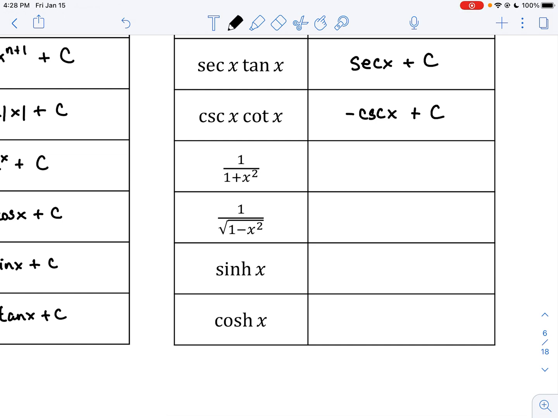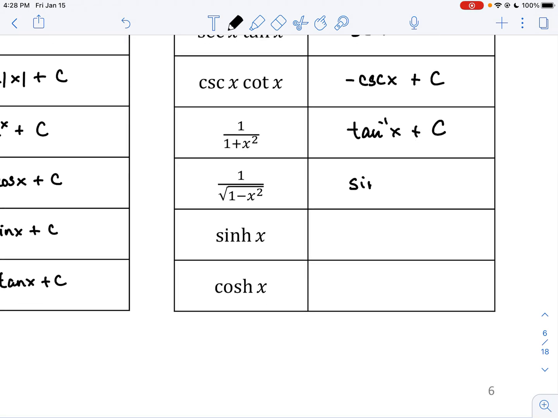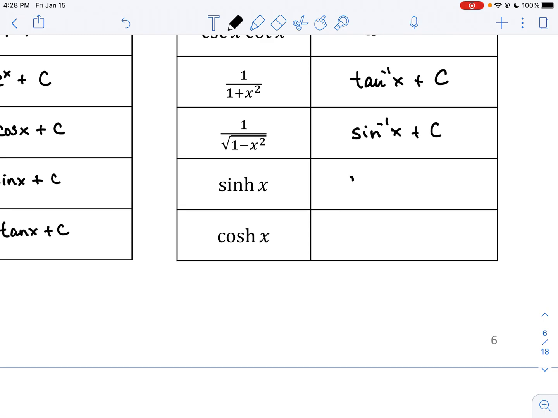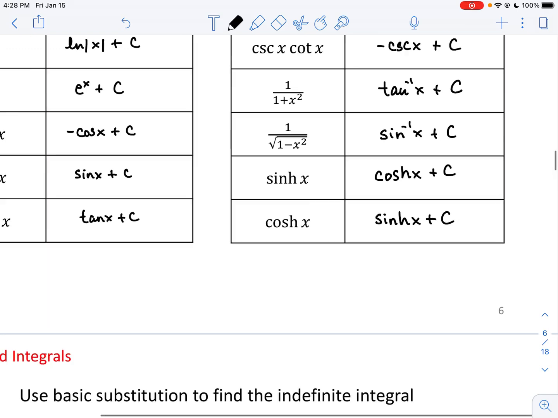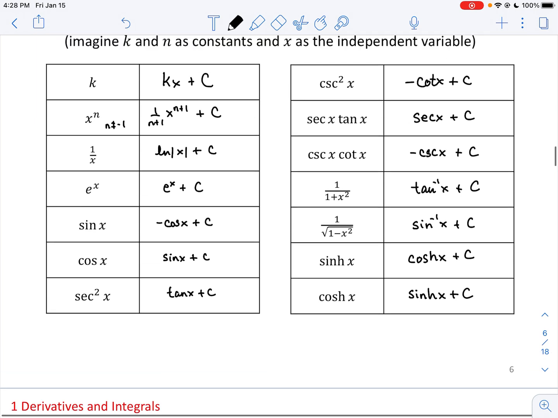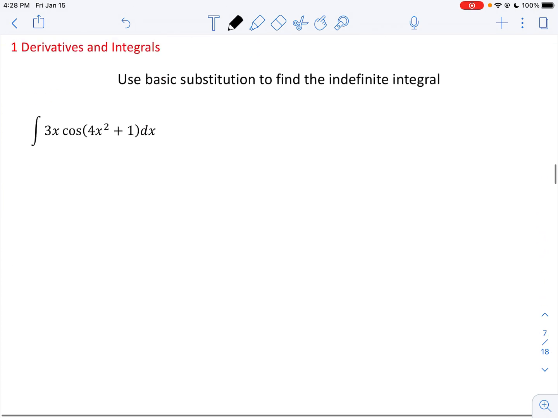Antiderivative of 1 over 1 plus x squared is arctangent of x, plus c. And then we have the arc sine as the next one. And then the antiderivatives of the hyperbolic functions just go back and forth. So these are functions where the derivative of hyperbolic sine is the same thing as the antiderivative of hyperbolic sine. And that's also true for hyperbolic cosine. All right, so there are some basic antiderivatives to know.